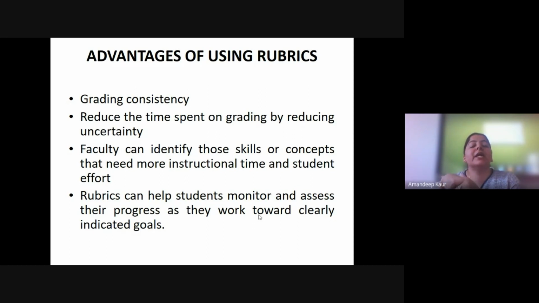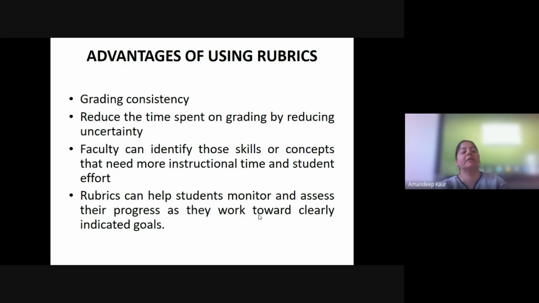The teacher can identify those skills or concepts that need more instructional time and student effort. After identifying the different errors, it is clear to the faculty where my students need to improve. Likewise, he or she can make certain instructional decisions. A rubric can help students monitor and assess their progress as they work towards clearly indicated goals.